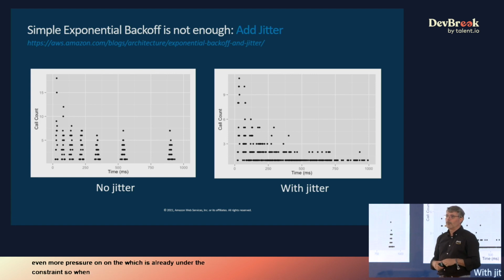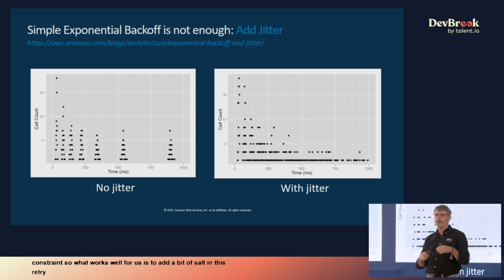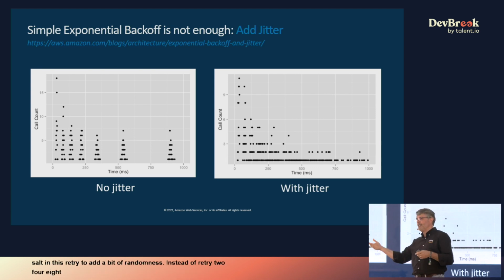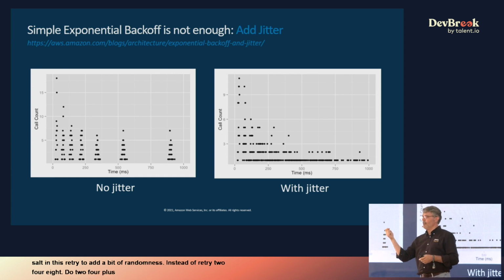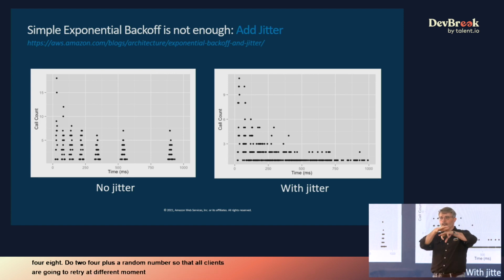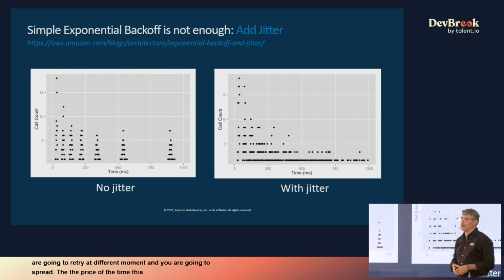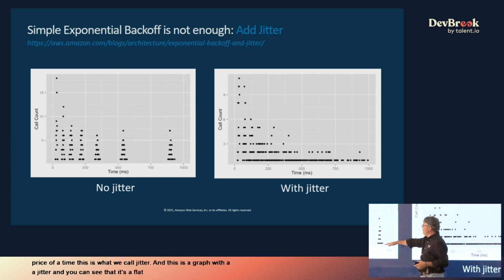So what works well for us is to add a bit of salt in this retry, a bit of randomness. Instead of retrying at 2, 4, 8 milliseconds or seconds, do 2, 4 plus a random number, so that all clients are going to retry at different moments, and you are going to spread the retries over time. This is what we call jitter, and this is a graph with jitter, and you can see that it's a flattened version of that graph.